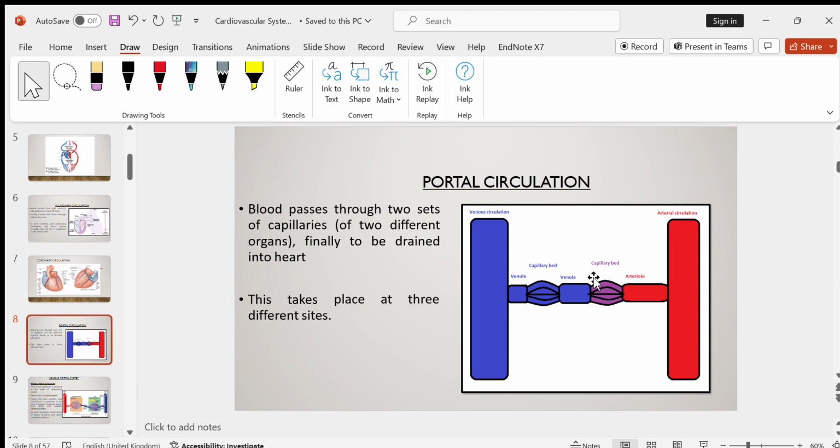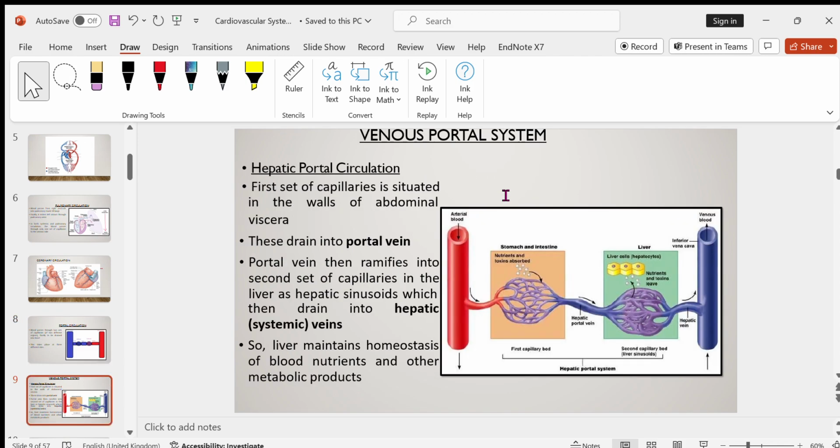Our usual circuit of blood supply starts from the arteries to the arterioles to capillaries to venules and finally to the veins. Portal circulation is the one in which we have two sets of capillaries. This is one capillary bed and this is the second capillary bed. The blood from the arterial circulation goes to the arteriole, enters the first capillary bed, then through a vein enters the second capillary bed, and then finally to the venule and the venous circulation.